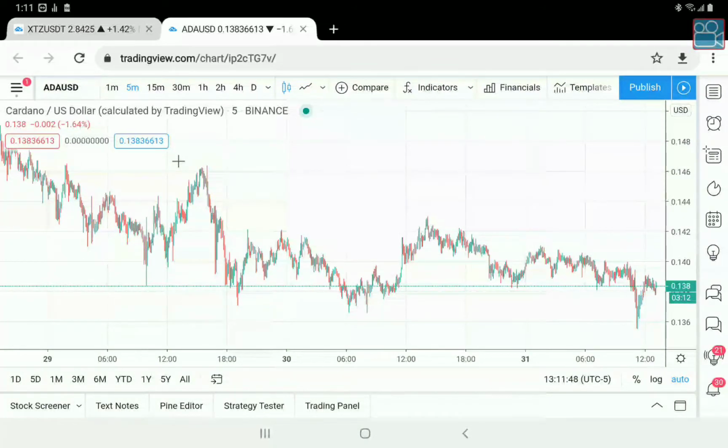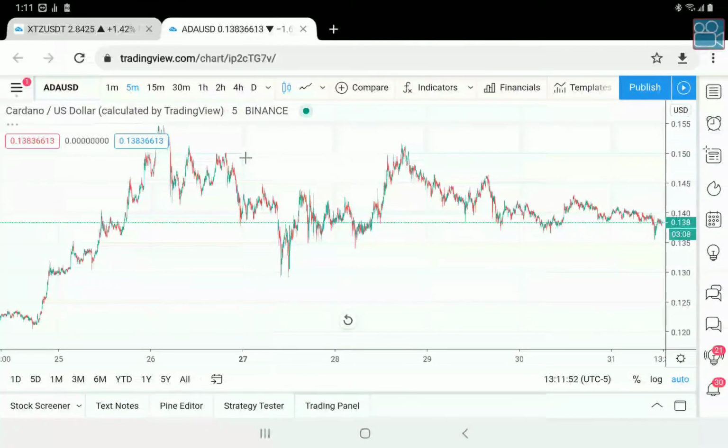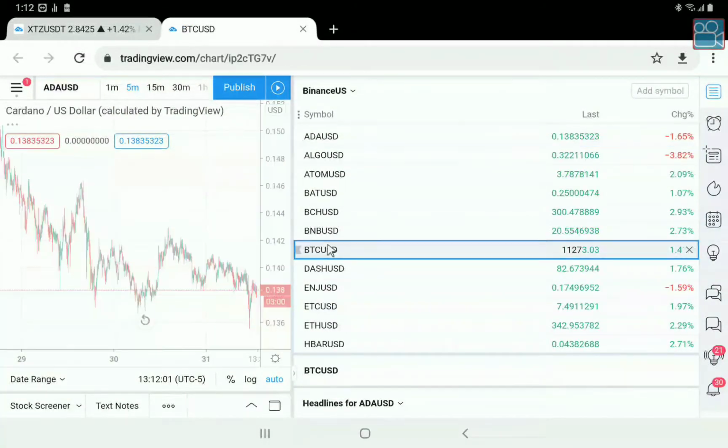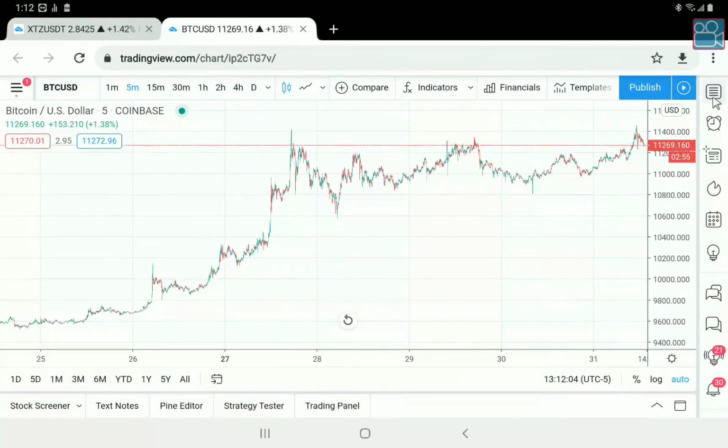Now we have Cardano by itself. Complete lookout. Let's go to Bitcoin. Why? Because that is the most volatile of all coins. And as you can see, this shows the rough estimate of the most recent rally.